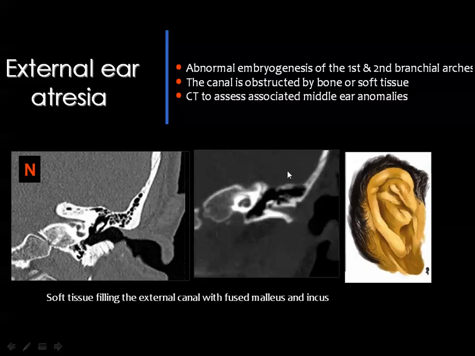And look at this example, you can see that the external canal is small. It is totally obliterated by soft tissue density, and there is no air inside the canal connecting it to the exterior. Also, this is a coronal image, and in many of these cases you can find some deformities of the ear pinna, what's known as microtia.